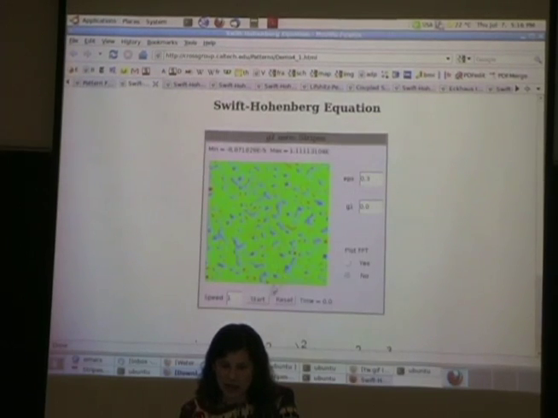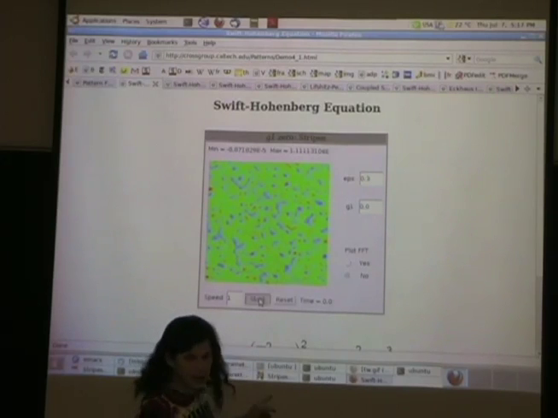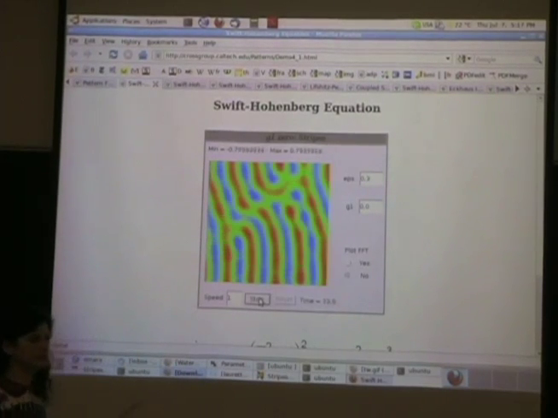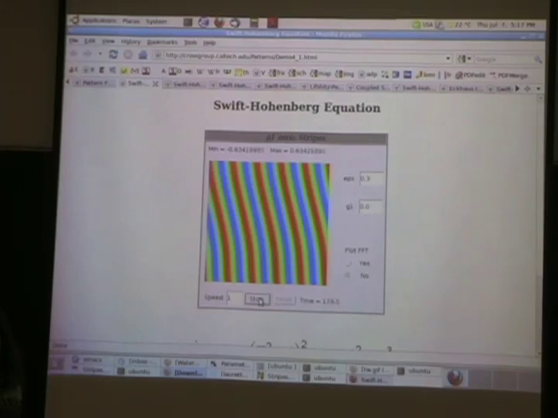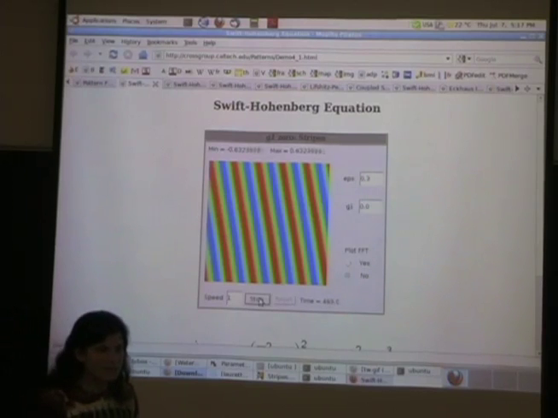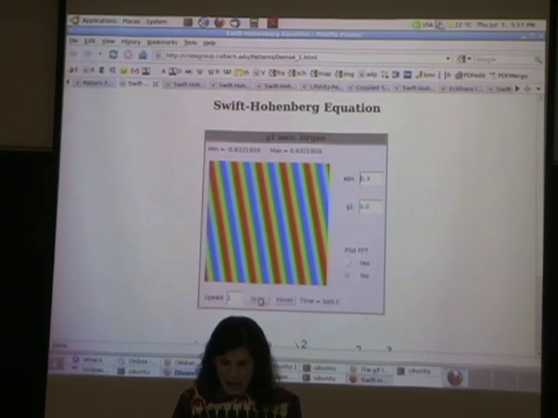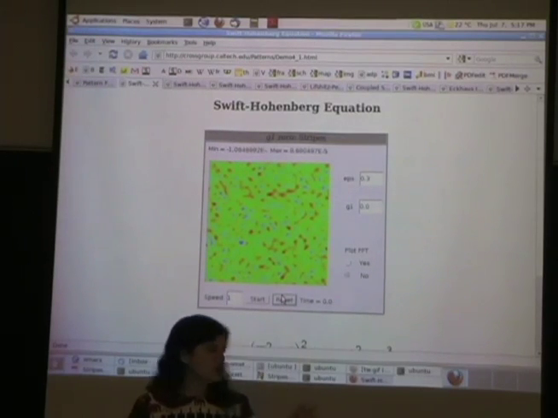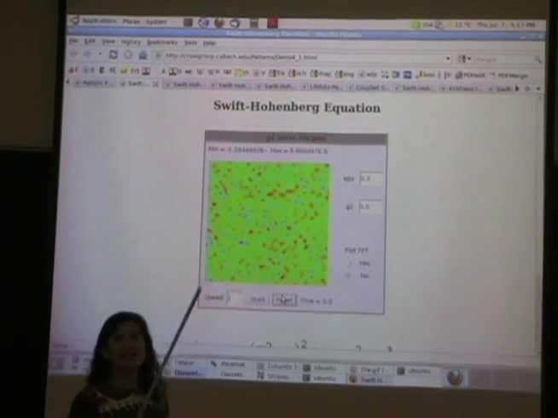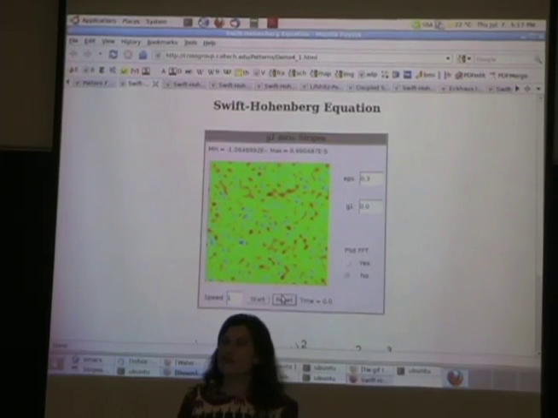And here is a simulation of the Swift-Hohenberg equation, starting from this initial condition. Let's let it go. Okay, so it forms stripes. That's nice. Now let's reset it. This is a noisy initial condition. Let's look instead in Fourier space. We'll look at the Fourier transform of that solution.